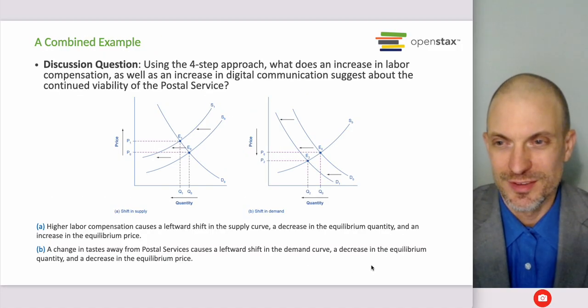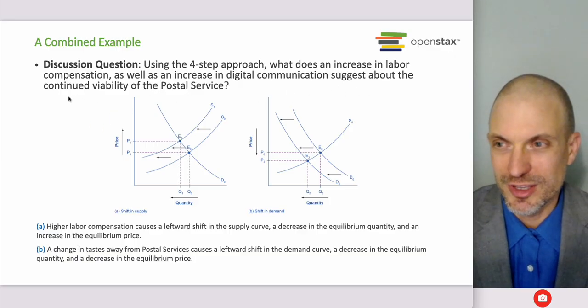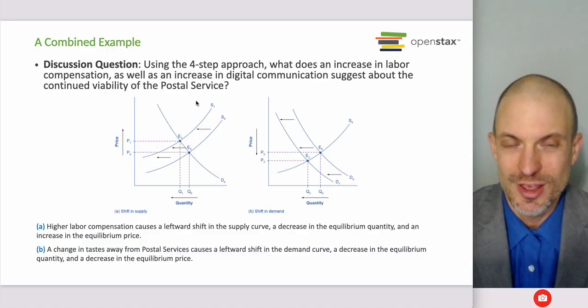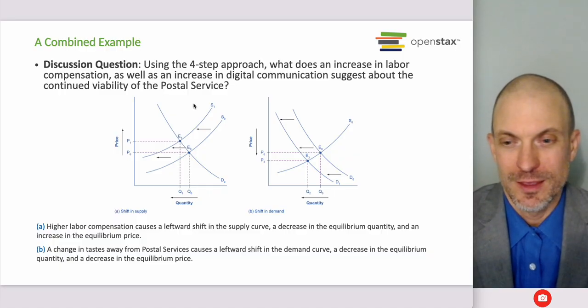Okay. Using a four-step approach, what does the increase in labor compensation as well as the increase in digital communications suggest about the continued viability of the Postal Service? Oh boy. So now we have two curves shifting. And there's a couple different ways we can do this. First, what we want to do is identify what's going to be the effect on demand, what's going to be the effect on supply.